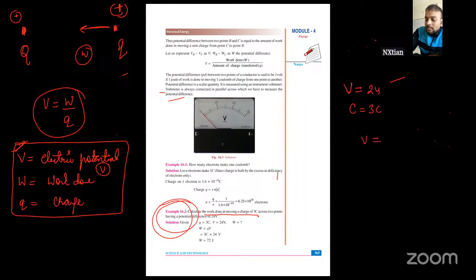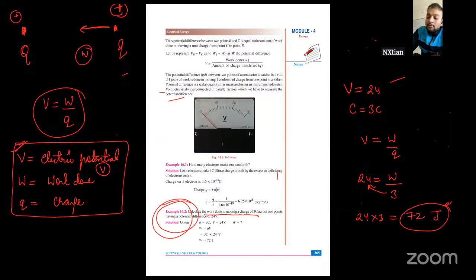So we know that V is equal to W upon Q. Now W is given as 24, Q is given as 3. When you divide it, you will get the answer as 8. So it means that 8 joule of work you need to do. No, it's not 8, sorry. V is 24 equals W upon Q, where Q is 3. It will go and multiply. So 24 into 3 is basically 72. So 72 joule of work you need to do to bring a 3 coulomb charge. Understood?